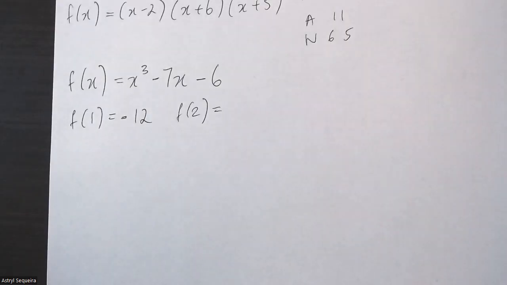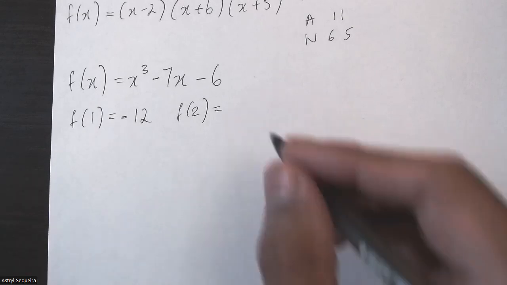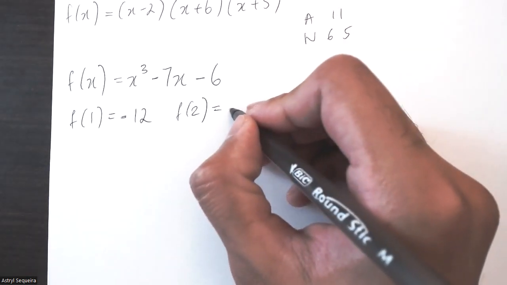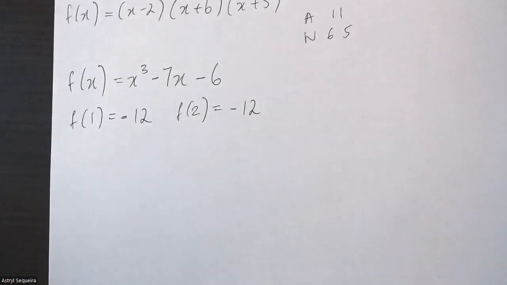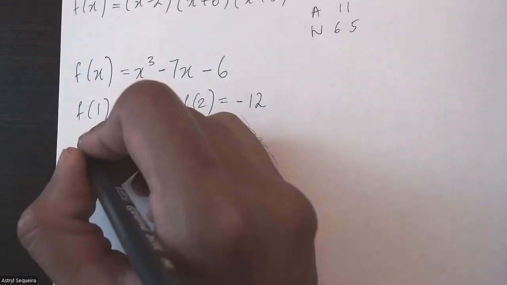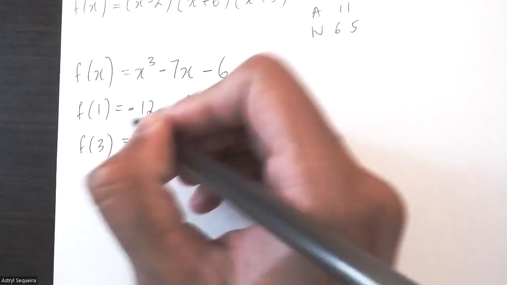Flip my 1s to 2s. And I get negative 12 again. So negative 2 is no good. I'll try positive 2. So I'll try positive 3 as the last one of my positive numbers. And then I'll go to negative numbers. Positive 3 actually works. So f of 3 is 0.